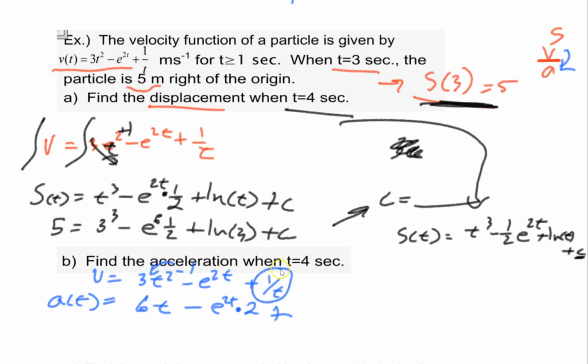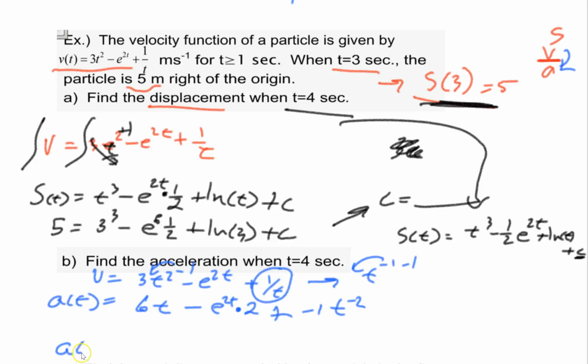Now 1/t is probably the one with the biggest difference. In integration, you have to know that's natural log. In derivative, we're going to have to rewrite it as t to the -1. Now with derivatives, you bring it down, subtract 1 off. So I'm going to get -1 t to the -2. So that's my derivative, and then they want me to plug in 4 seconds.